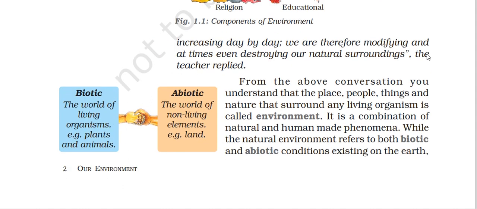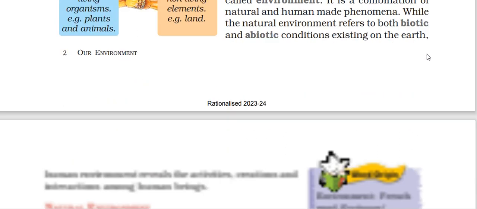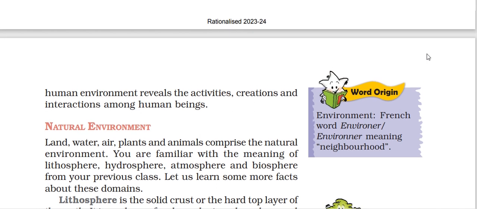The world of living organisms, that is plants and animals, is called biotic. The world of non-living elements, that is land, is abiotic. From the above conversation you understand that the place, people, things, and nature that surround any living organism is called the environment. It is a combination of natural and human-made phenomena. The natural environment refers to both biotic and abiotic conditions existing on the earth. The human environment reveals the activities, creations and interactions among human beings.